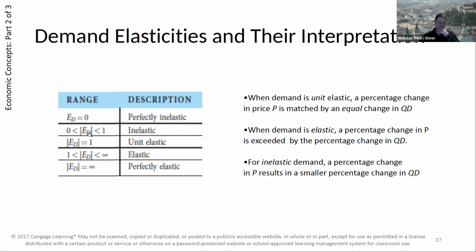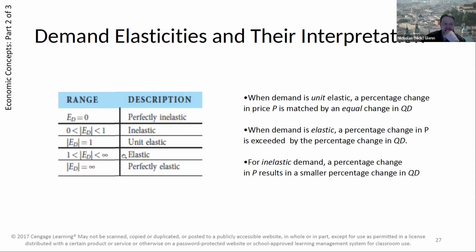Now, regular inelastic is when the absolute value of elasticity of demand is between 0 and 1. So it's going to change some, but it's not going to be really responsive. It's when it's less than 1. Well, what if it's 1? Then it's called unit elastic. If you have a 10% change in the price level, there's going to be a 10% change in the quantity demanded. Those changes are going to be identical. That's when you get unit elastic.